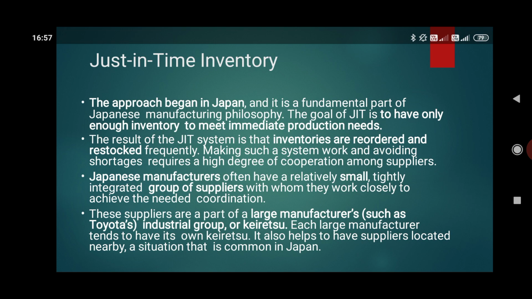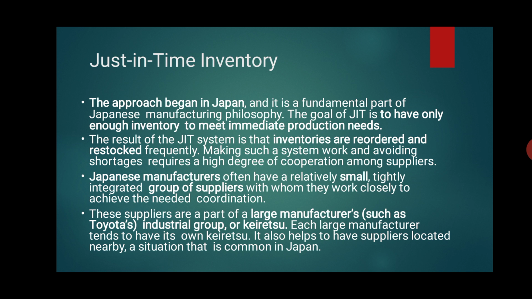Now first is the just in time inventory method. This approach began in Japan, and is a main part of Japanese manufacturing philosophy. The major objective of JIT was to maintain enough inventory to meet the immediate production needs, and the result of this system is that inventories are reordered and restocked frequently. With the help of this, an optimum balance of inventory is maintained, and apart from this, the ordering cost and carrying cost are also minimized.